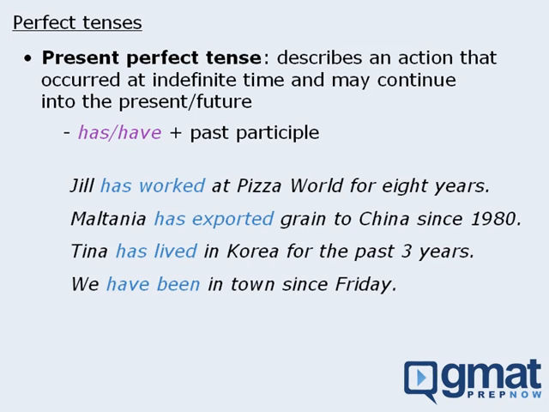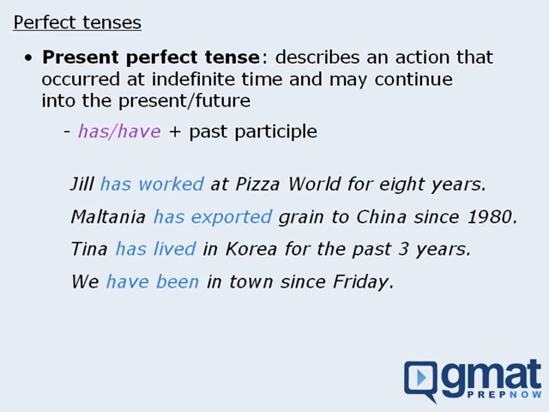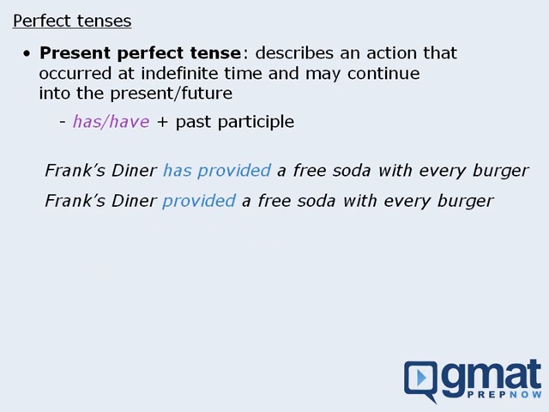Now, it's important to point out that in many instances, it can be very difficult to determine whether it's appropriate to use the present perfect tense or the simple past tense. For example, which of these two sentences is correct? Well, it's hard to tell. If the free soda thing were a one-time occurrence that was completed in the past, then this sentence would be appropriate. Otherwise, this sentence would be appropriate.